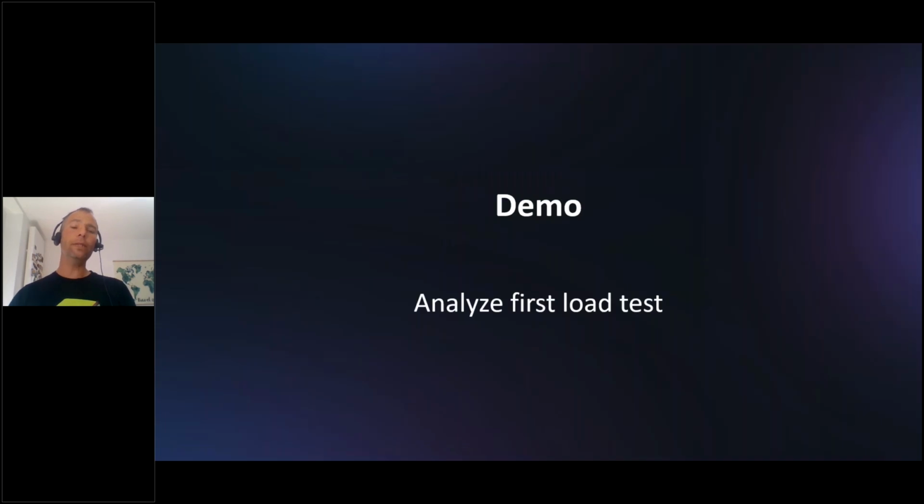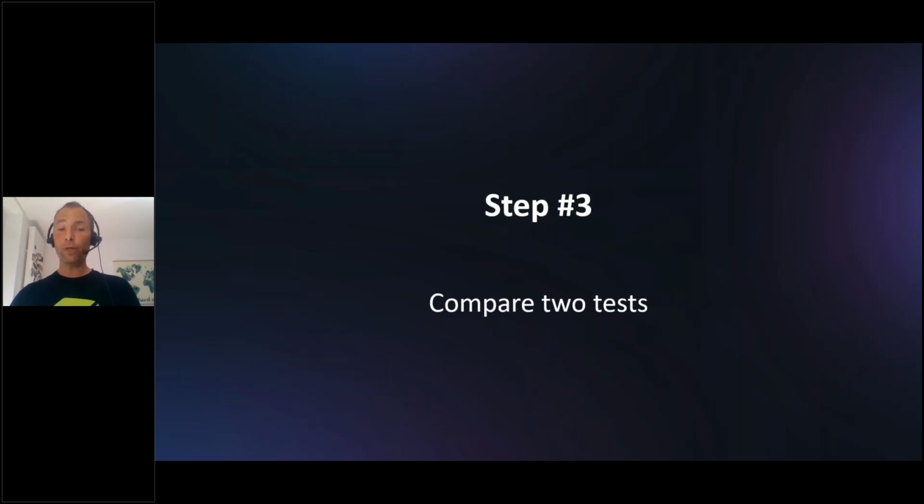So we analyzed our first test. What that basically means is we have executed a test where the data, the tool and Dynatrace was connected for the request attributes. And now we can do specific diagnostics on a particular test, right? So step number 3, comparing two tests. How can I compare two tests?